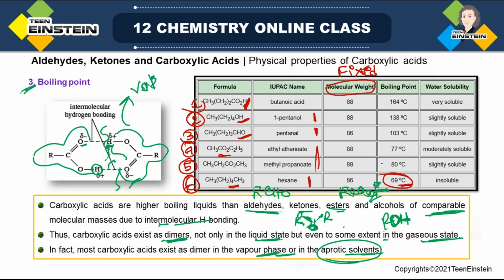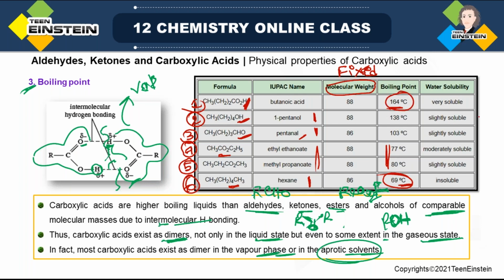But as you are moving towards ester, see gradually the values are increasing. In aldehyde also it is 103. The difference between alcohol and aldehyde is also high, 103, 138, because in alcohol also some amount of hydrogen bond is possible, but not to the extent that you can expect in carboxylic acid. Here hydrogen bond formation strength is very high. So that is why it has the maximum boiling point.